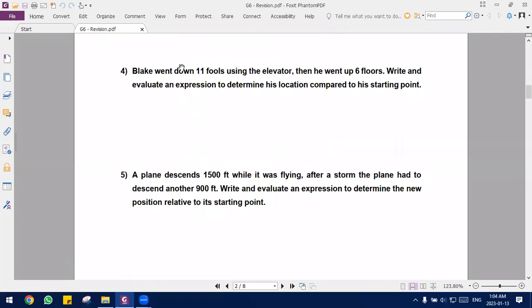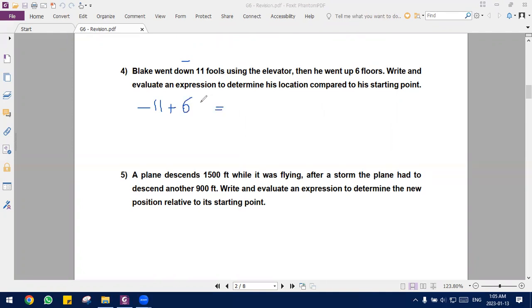Question 4. So Blake went down 11 floors using the elevator. Then he went up 6 floors. We need to find his new location compared to the starting point. So first of all, we said went down. Down is negative. So minus 11 down. And then he went up 6 floors. So it's plus 6.